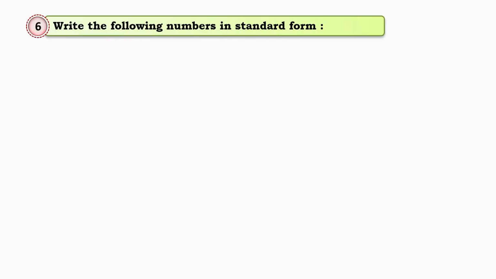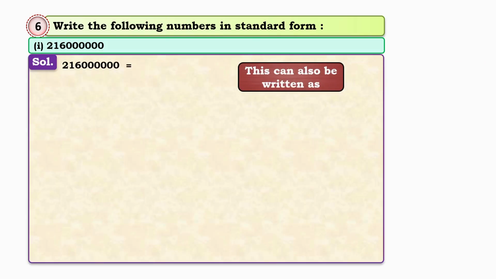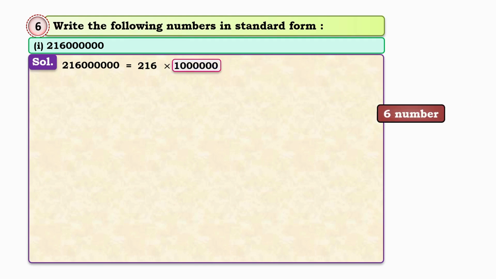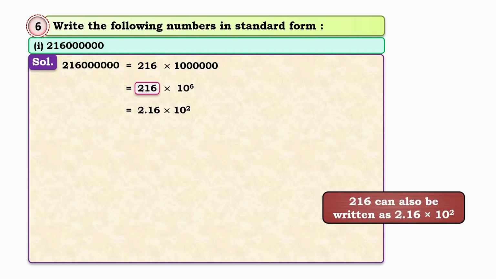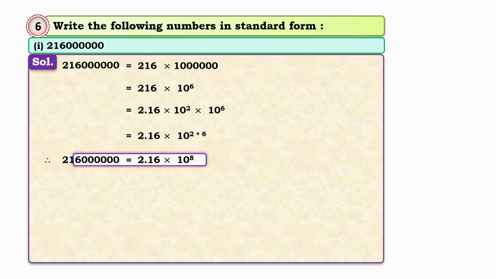Write the following numbers in standard form. So usual form is given. We need to find the standard form. So 216 into, then we have to count the number of zeros and write it in the index form. Now 216 can be written as 2.16 into 10 to the power 2. Now apply the law. And this is the final standard form. 2.16 into 10 to the power 8.